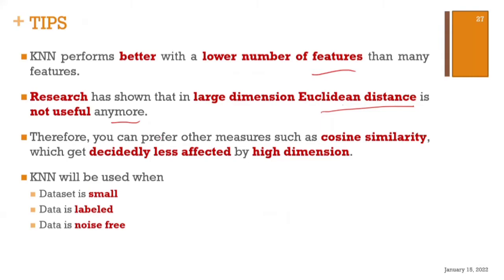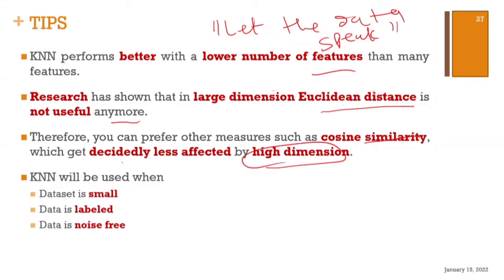These are a couple of experiences from people: with large dimensions, meaning once the number of features is many, Euclidean distance may not really work anymore. You have to think of other distance measures. Of course, like I used to tell us, always let the data speak. So try to check out which distance measure will work for you, irrespective of the number of features. Therefore, you can prefer other measures such as cosine similarity, which gets less affected by high dimension. Based on experience, some cosine-based similarities are less affected by high dimension. But then again, it depends on the data set.